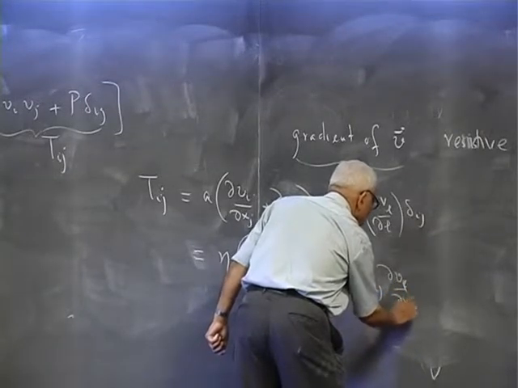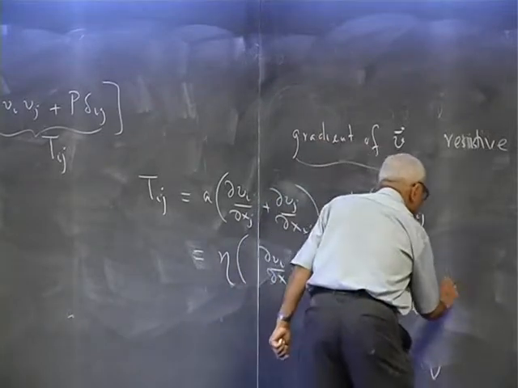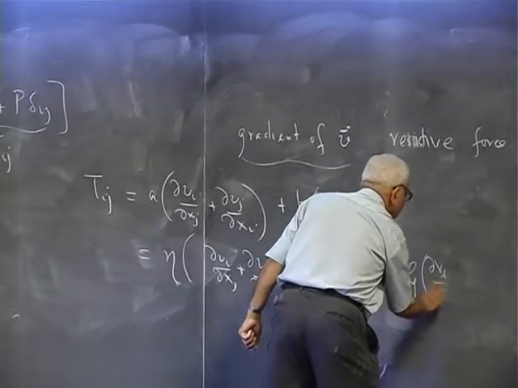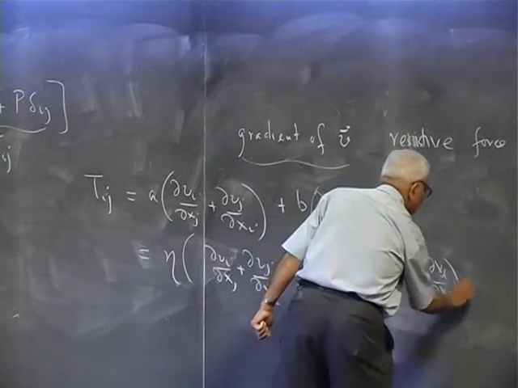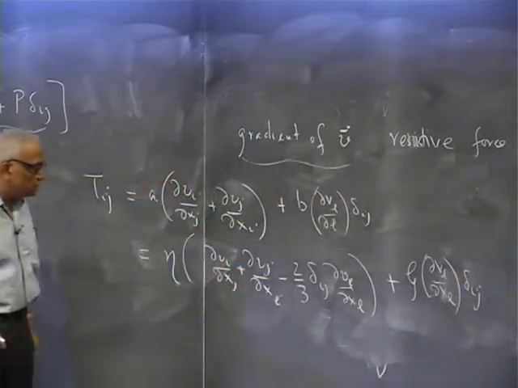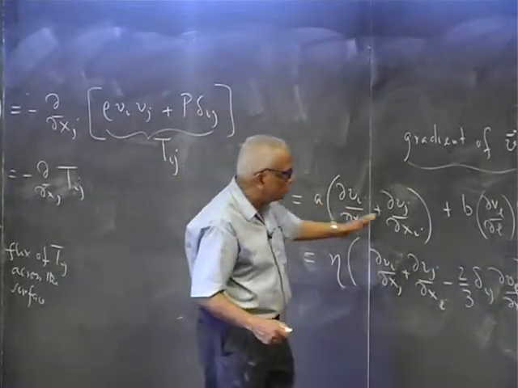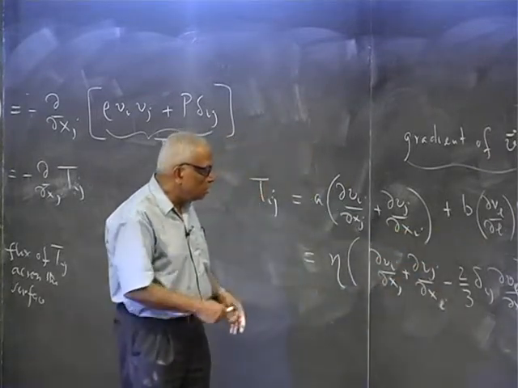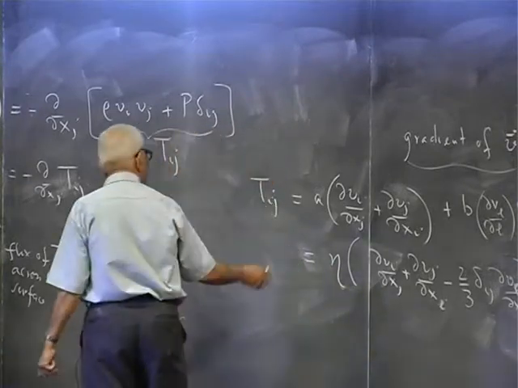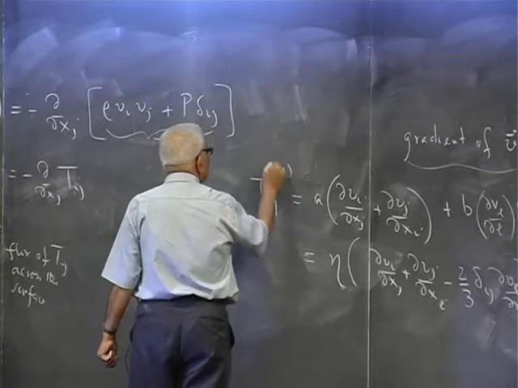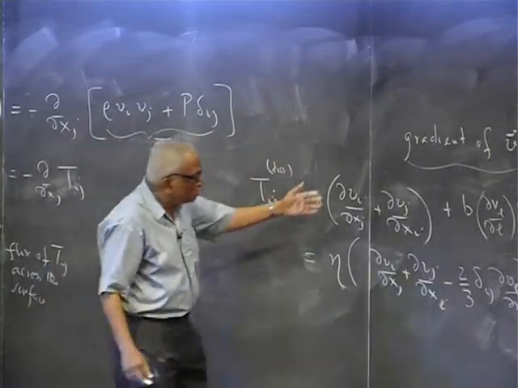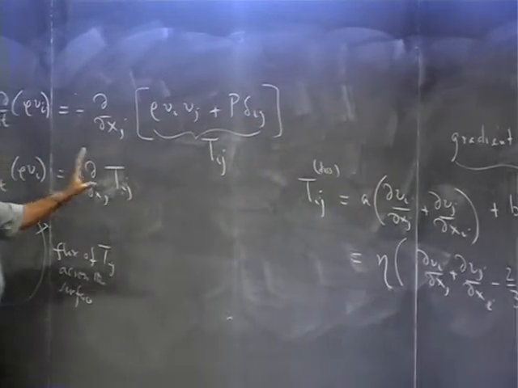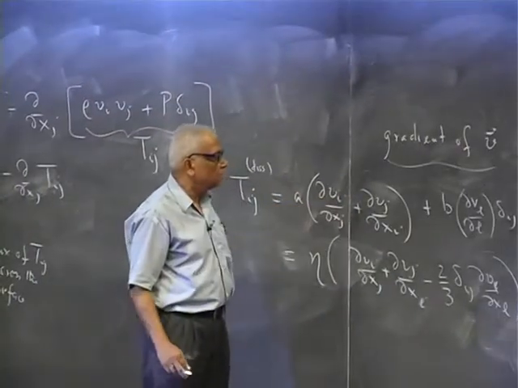plus zeta times del VL del XL delta IJ. So that's just a recast in terms of A and B, in terms of eta and this zeta. This is the dissipative part of the stress tensor, which is proportional to the first power of the gradient. So this is valid only for low gradients of the velocity.